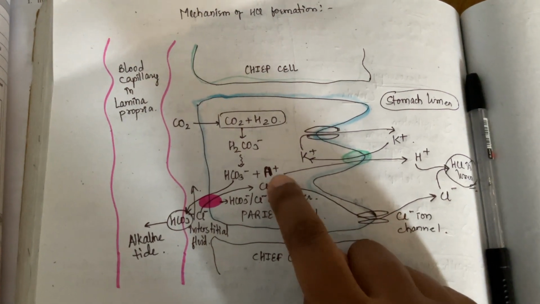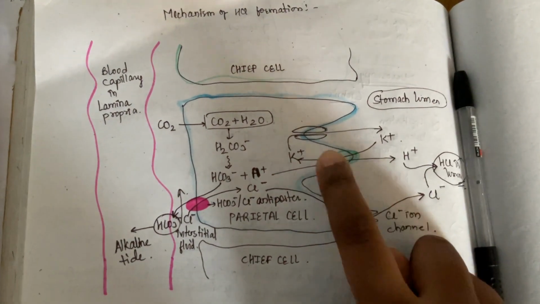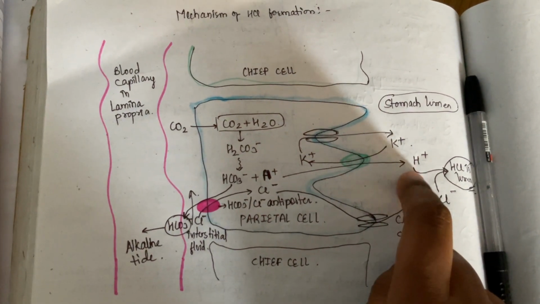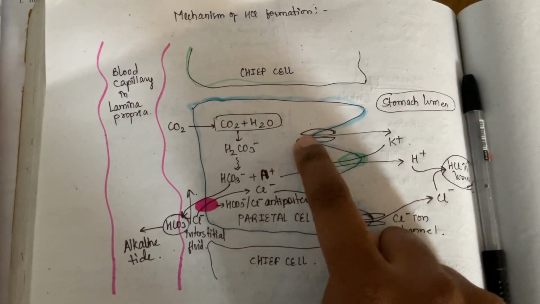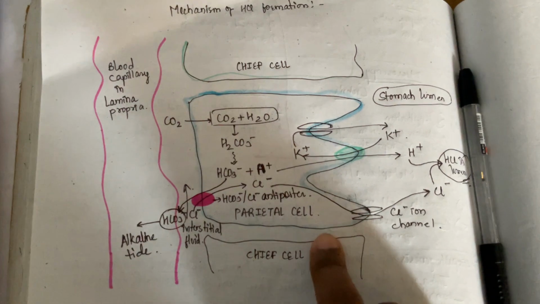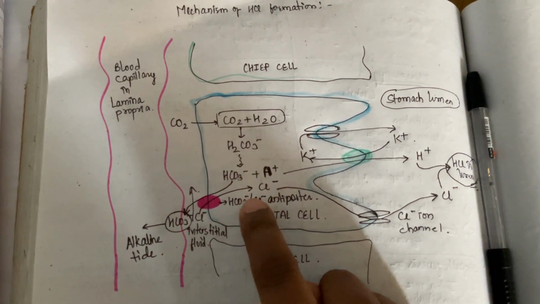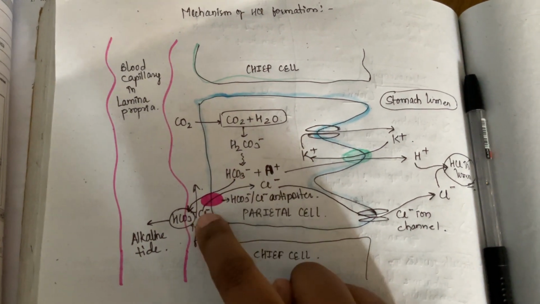Now this proton, or H plus ion, is sent out into the lumen through the proton pump. So it's pumped outside, and in exchange one potassium ion enters. Now this potassium ion goes out through the potassium exchanger and it maintains this cycle. Now this bicarbonate ion goes out through the bicarbonate chloride antiporter into the interstitial fluid, right?